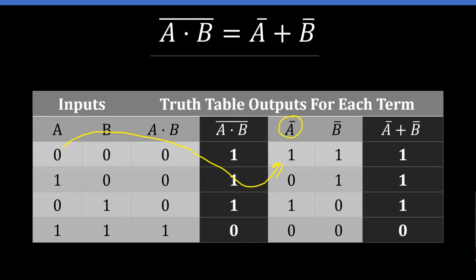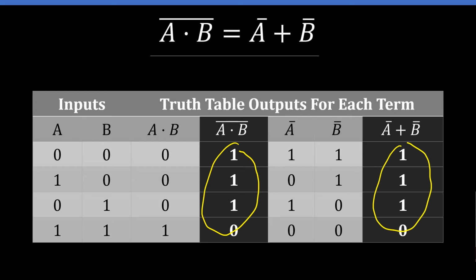I have found A bar, I found B bar, and I have added them up, A bar plus B bar. So I got 1 plus 1 is 1, 0 plus 1 is 1, 1 plus 0 is 1, 0 plus 0 is 0. And you can see that A dot B whole bar is the same as A bar plus B bar. Therefore, A dot B whole bar is A bar plus B bar.